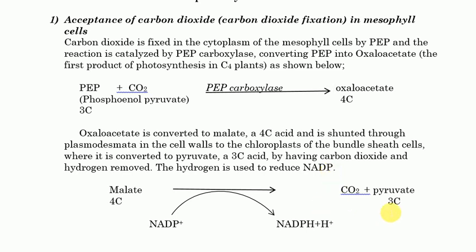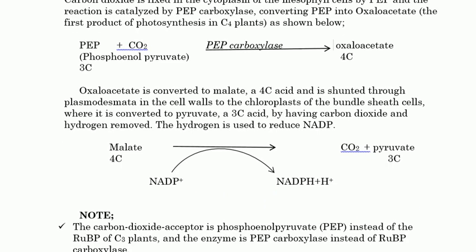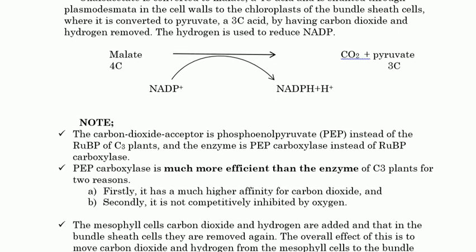Then malate in the mesophyll cell is converted into pyruvate. As you can see, this is malate, and the reaction shown here is the conversion of malate to pyruvate, but the conversion of oxaloacetate to malate is not shown. You may see it in the diagram which we were discussing above.